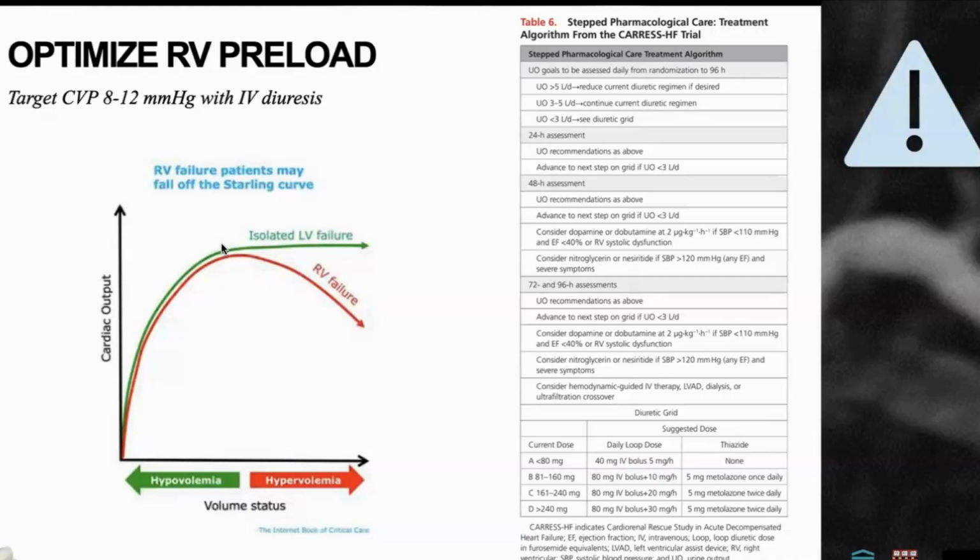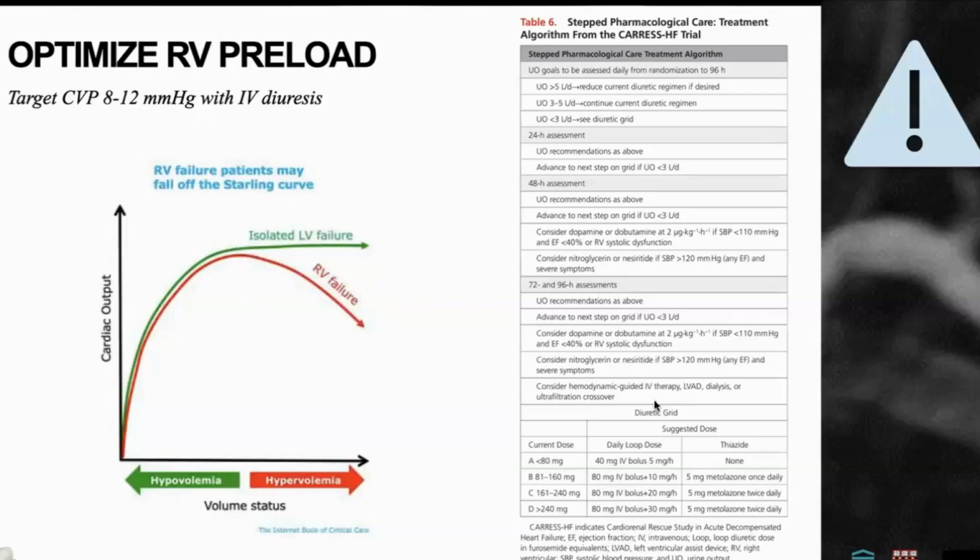The reason for targeting that is because the RV itself is very sensitive to falling off the Starling curve. What that means is if someone is dry, if they're underfilled, it's going to hurt your RV filling and RV output, and so your cardiac output. In the same token, if the RV is overfilled, it's not going to be able to pump out either, and you're going to drop your cardiac output as a result of that as well. So you really want to optimize these people on the Frank-Starling curve.